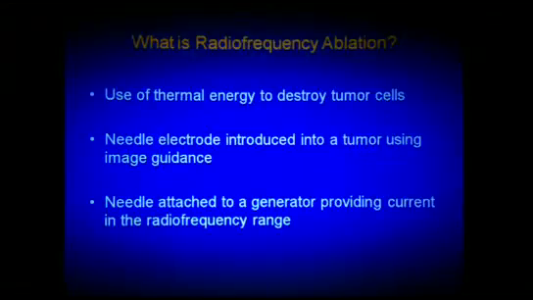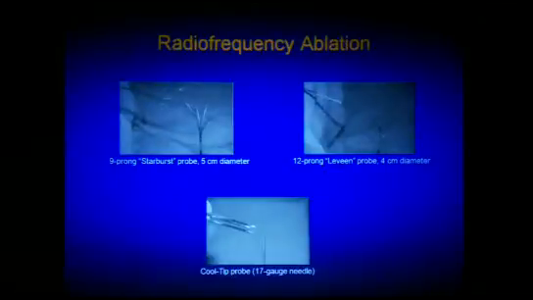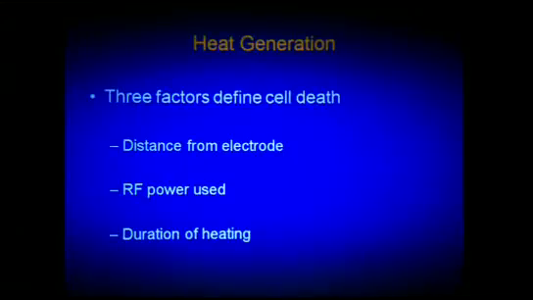What is radiofrequency ablation? Basically, it is the use of thermal energy to destroy tumors. We take a needle electrode, introducing it into the tumor under some type of image guidance. That needle is usually attached to a generator, providing current in the radiofrequency range. There are multiple different tines and prongs that can be used to place these into the tumor. These prongs are hooked to a generator, which generates the current. There are three factors involved in cell death: the power that's used, whether it's radiofrequency ablation or microwave ablation, the duration of heating, and the distance from the electrode to the tumor.